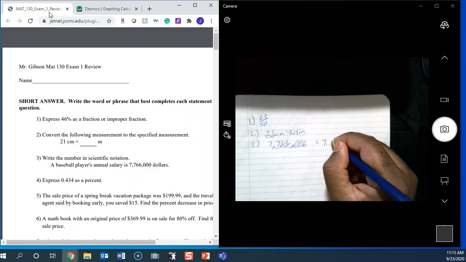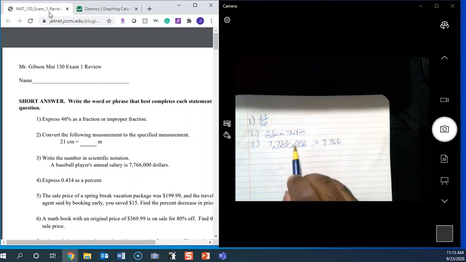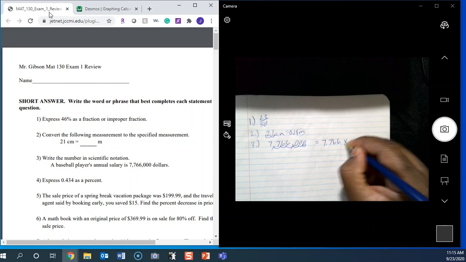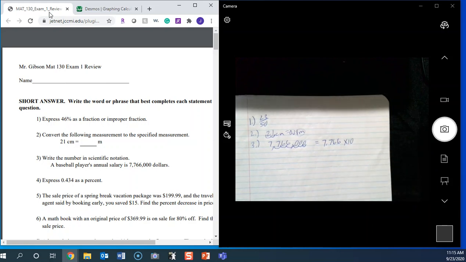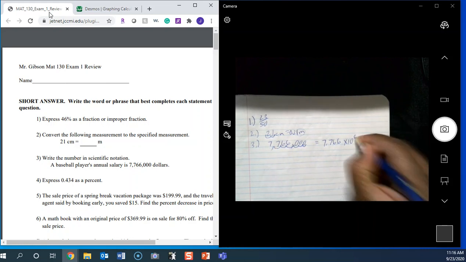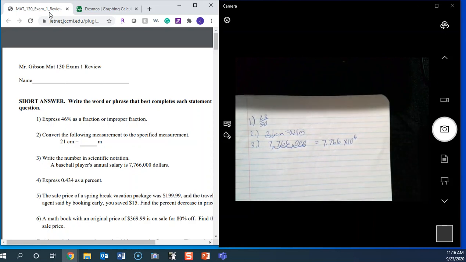So far we have 7.766. You don't have to write those last zeros. Then it would be times 10 to some power. Since we moved to the left, you will count how many places we moved to the left. We moved 1, 2, 3, 4, 5, 6 places to the left. So it'll be to the positive 6 power.